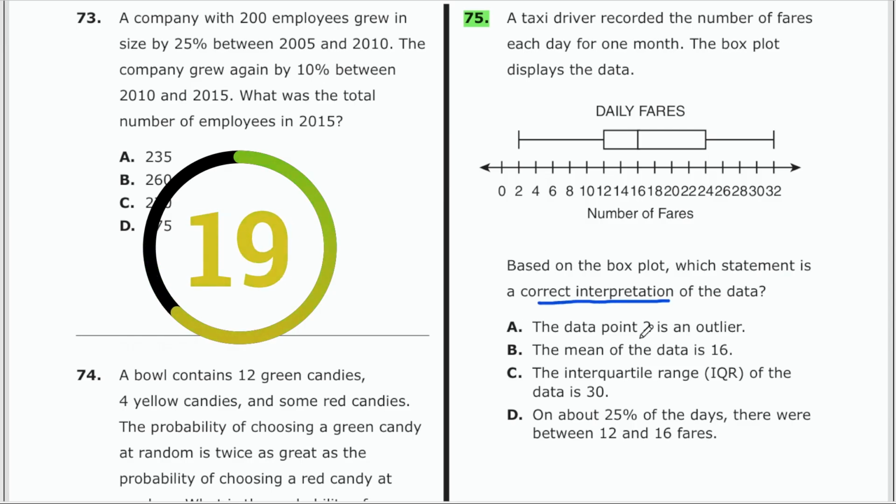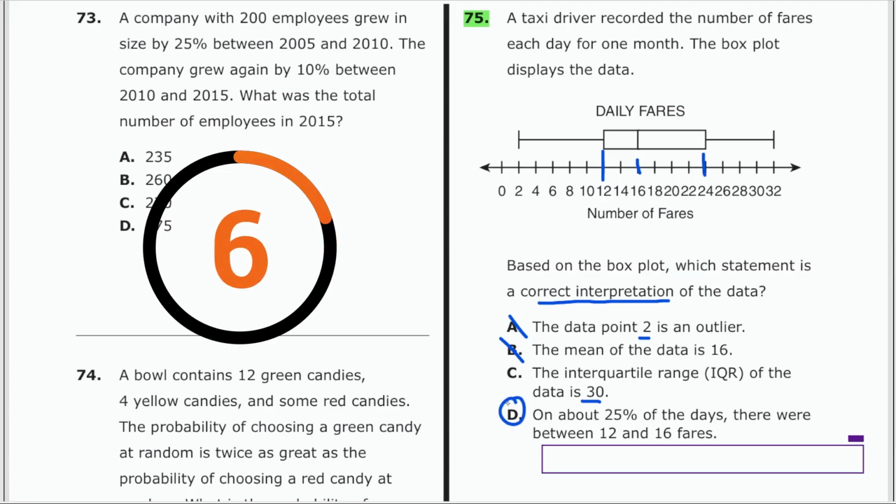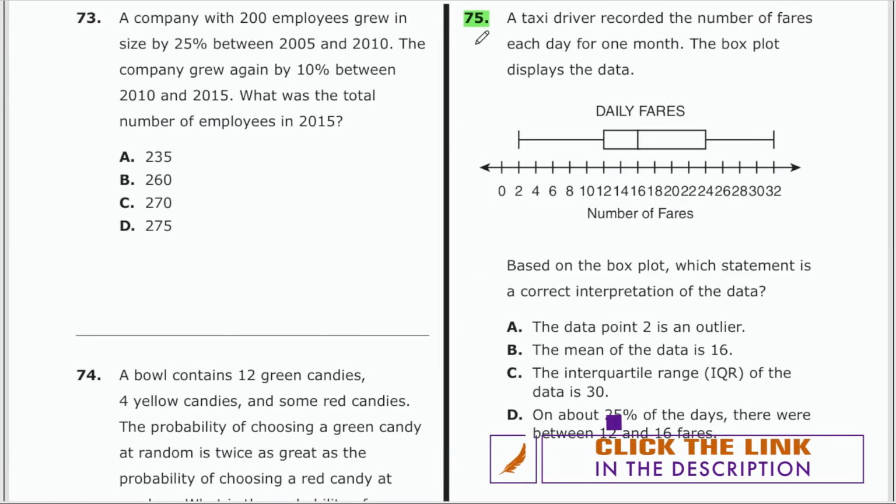So the data point 2 is an outlier, probably false. The mean of the data is 16. That's the median, that's false. The interquartile range IQR of the data is 30. That is incorrect. Hence, the answer is D. How was I able to do this problem so fast?